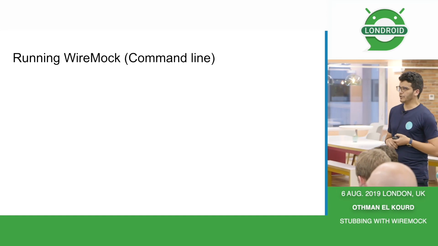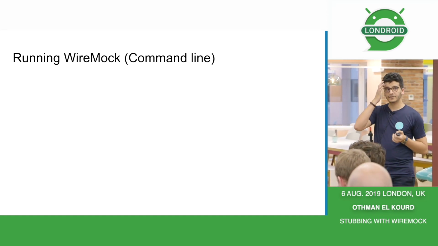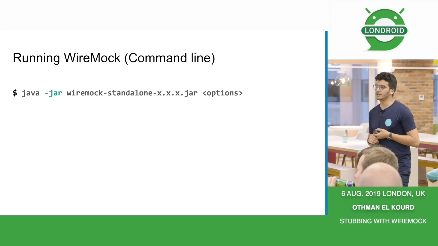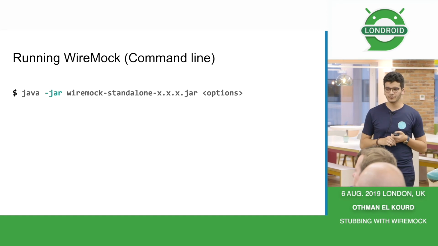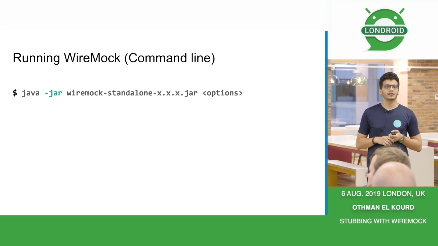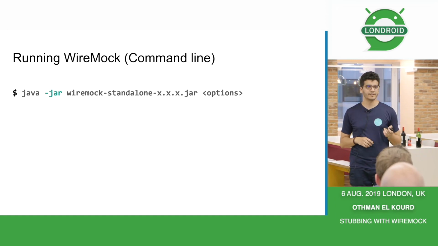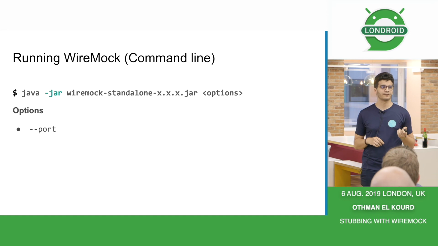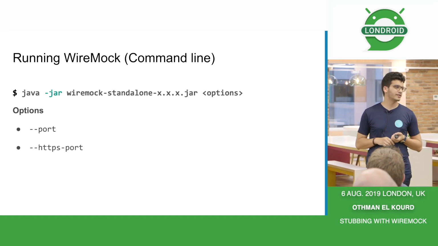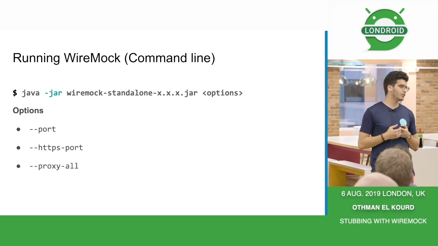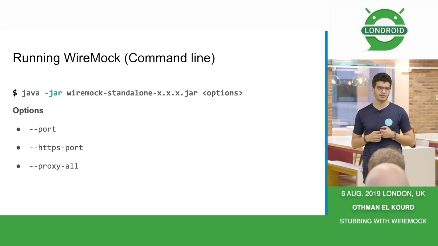So now, how to run WireMock? There are many options to run it. The first one is to use the command line. All you need to do is download the WireMock standalone jar, and you can run it using a Java command like this. There are also many options if you want, for example, to specify a port. You can use the option port. The default one is 8080. You can also specify an HTTPS port. And if you want to run WireMock as a proxy, you need to provide this option, proxy all.